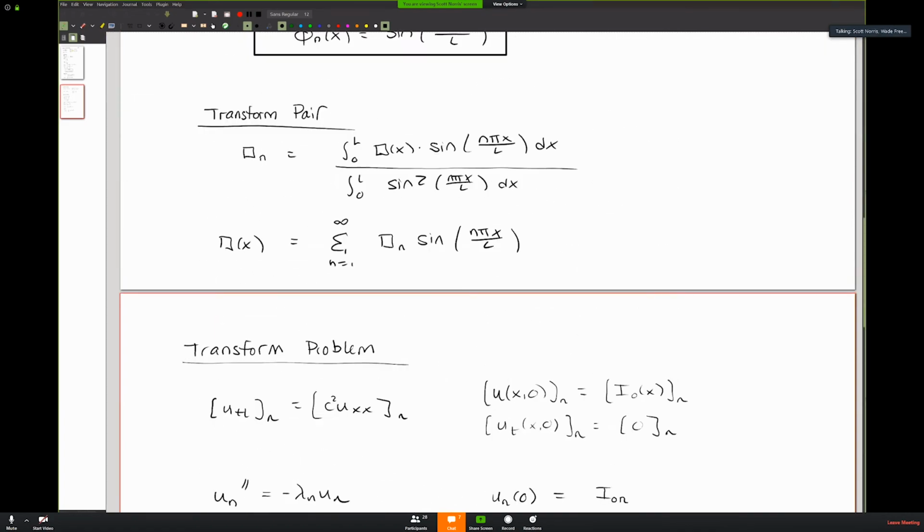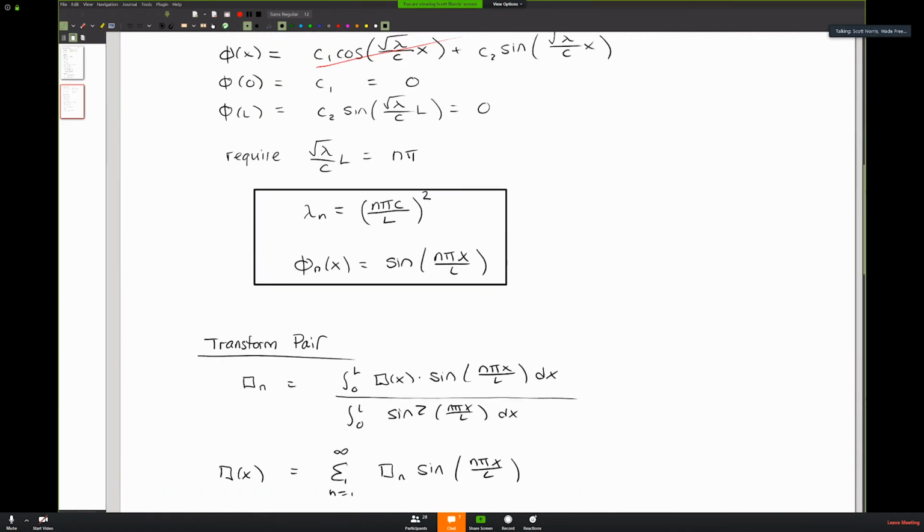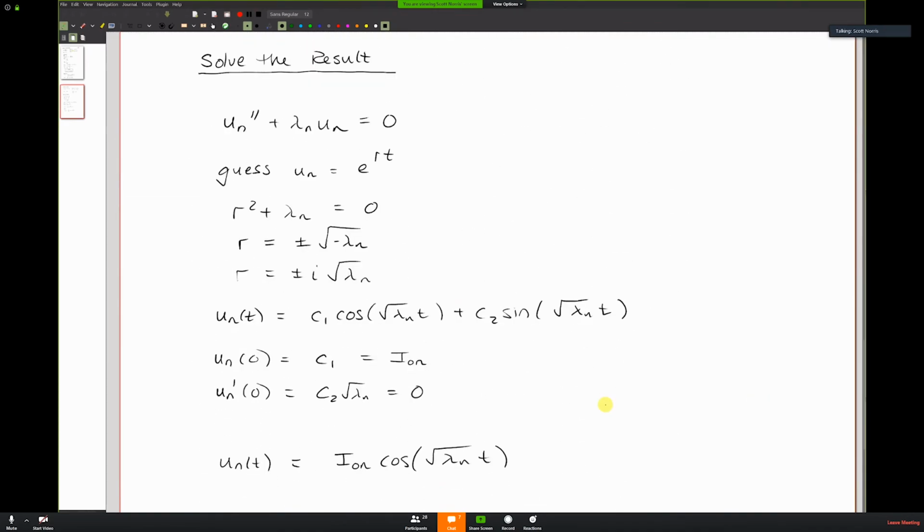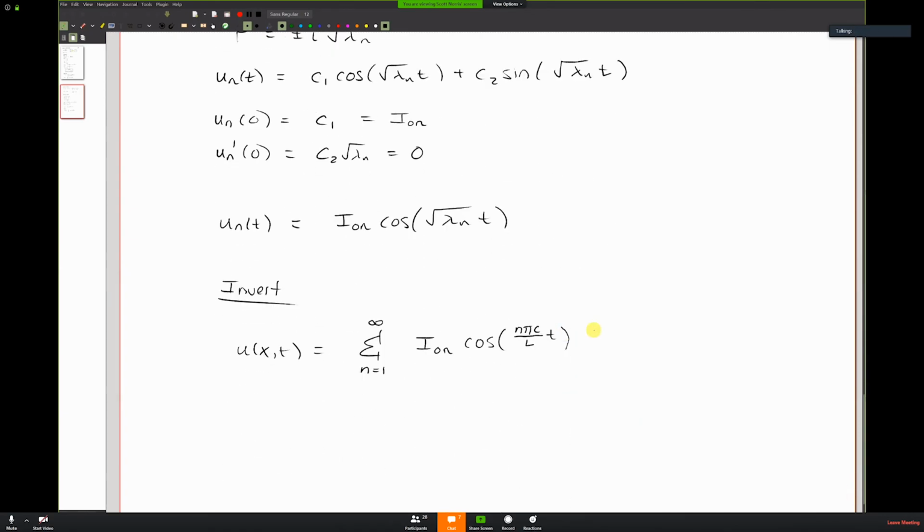For our eigenvalue. Yeah, that was lambda. Lambda is n pi c over L quantity squared. But what we're looking for is root lambda. Right? All right, sorry. Yep, no problem. Times the eigenfunctions, which are sine root lambda x, n pi c over L x.